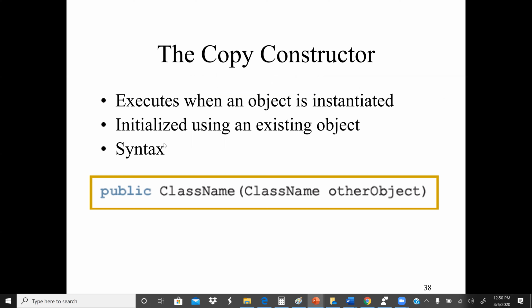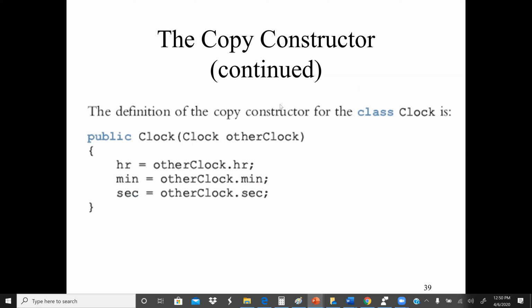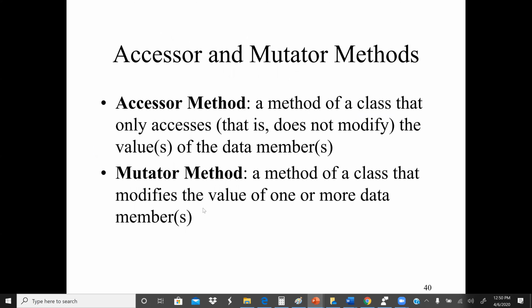So a copy constructor always executes when an object is instantiated, and it initializes using an existing object. That's why it's called a copy constructor. The syntax will be public class name, then the class name and the other object. Next, we have the copy constructor continued here. The definition of the copy constructor for the class clock: we are just making a copy. So we have other clock, which is the object; other clock dot hour goes to the hours, the minutes go to minutes, the seconds go to seconds.